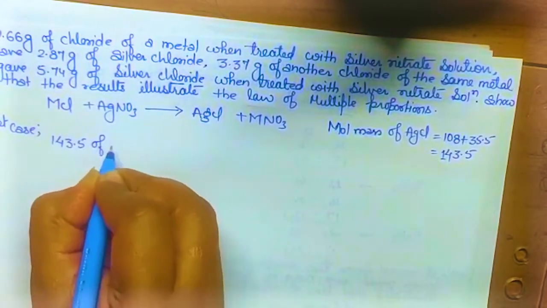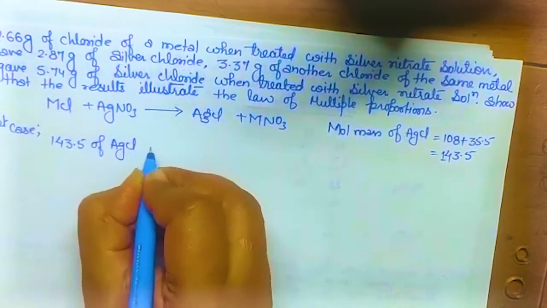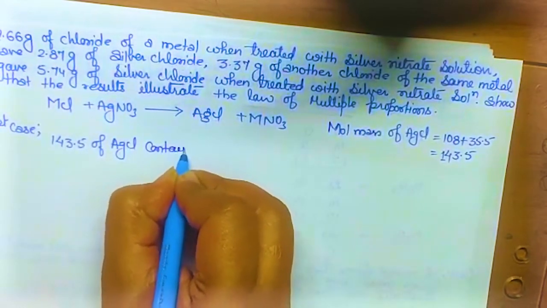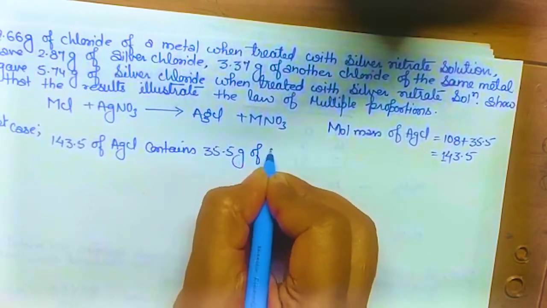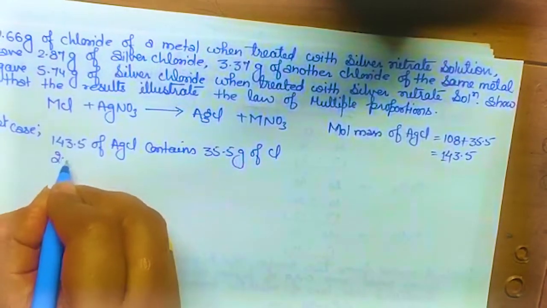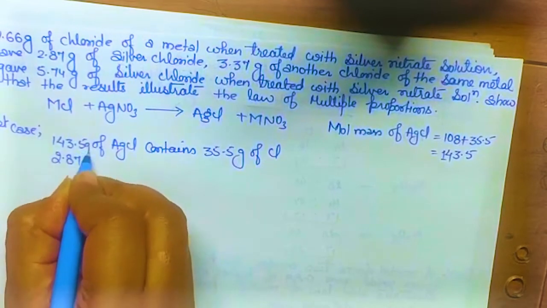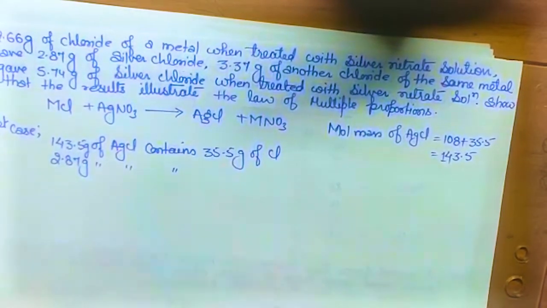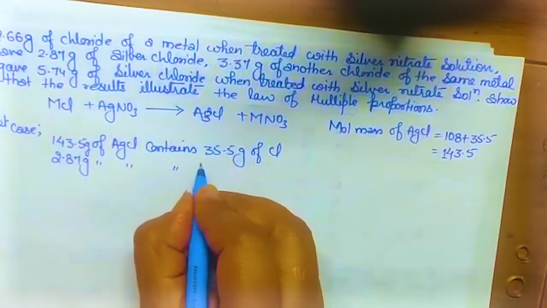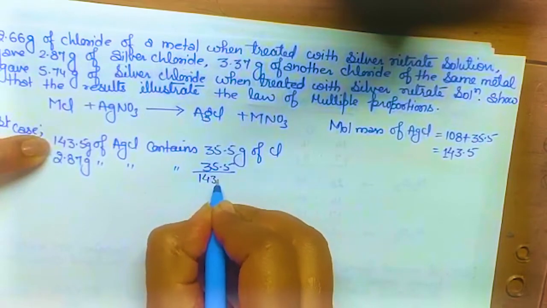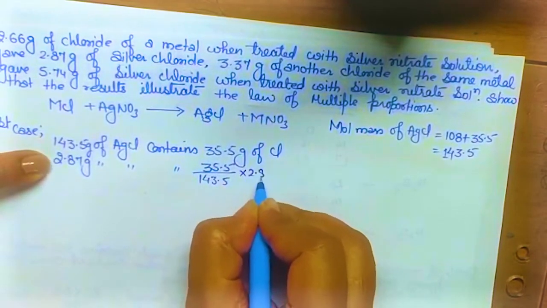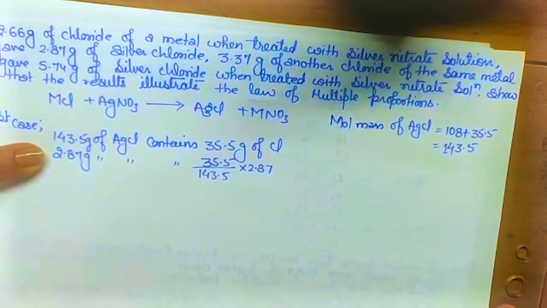143.5 gram of AgCl contains 35.5 gram of Cl, isn't it? So 2.87 gram of AgCl contains... Apply the unitary method. It will be 35.5 divided by 143.5, into 2.87. Hope you all know this unitary method.